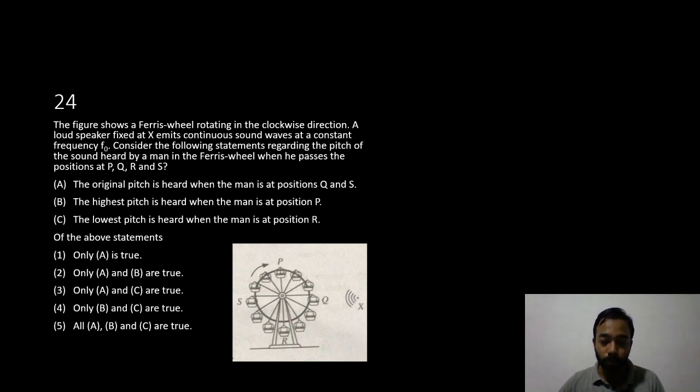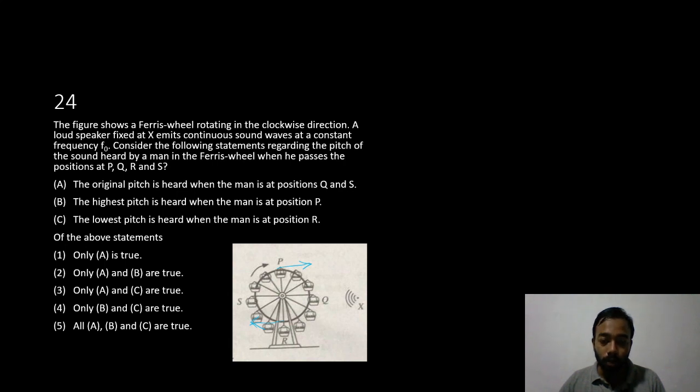You can see when the observer is here at P, the instantaneous velocity of this observer is in this direction, towards the right side. So according to the Doppler effect, the observed frequency will be higher here. At the lowest point the velocity is towards the left, which means the observer is moving away from the source. So according to the Doppler effect, the observed frequency will be lower at the lowest point.